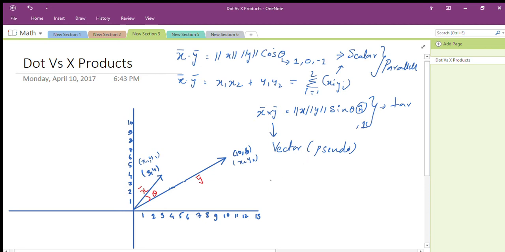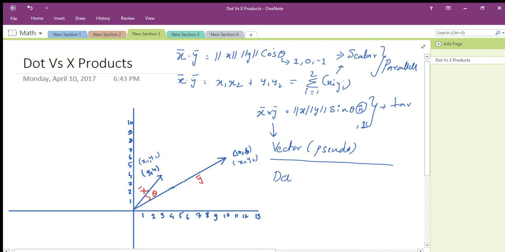So yeah, we have seen the definitions of dot and cross products. We have also seen what they actually mean. But hang on, before leaving, we could see some properties of dot and cross products.